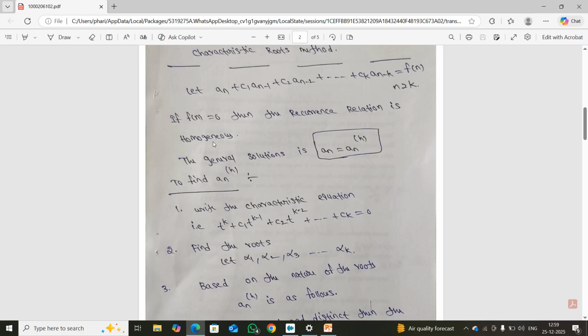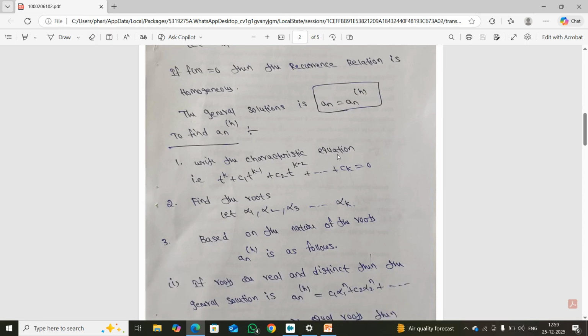Therefore, for any homogeneous recurrence relation, the general solution is a n equal to a n of h. How to find a n of h? Step 1 is to write the characteristic equation of the given recurrence relation, that is t power k plus c1 t power k minus 1 plus c2 t power k minus 2, and so on, plus ck equal to 0.